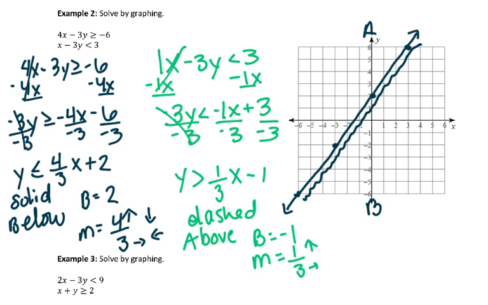So up and right, down and left. So we're at -1. We go up 1 to the right 3, up 1 to the right 3, or we go down and to the left, down and to the left. Now this is a dashed line, so I'm going to do dashes, and then it's shading above, so I do a squiggle here, and I look for where are both of the squiggles. Well, that's going to be in this section.